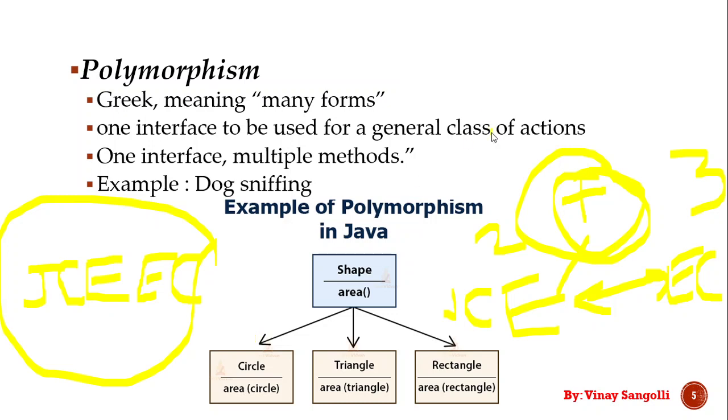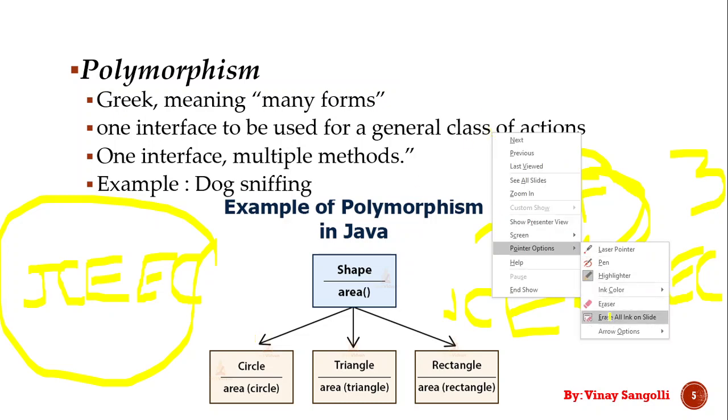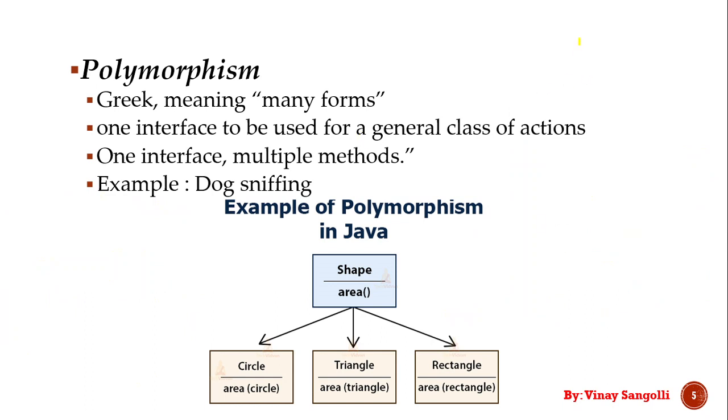Okay. So this is one meaning. That is one simple thing, that one plus sign can be used in n number of forms. That is many forms. One thing will take n number of forms. Now, to understand this much deeper, one interface can be used for a general class of actions. What is the interface in our example? Our interface is addition. It is used for a general class of actions. Any actions could be done. That means one interface, multiple methods. So we can get n number of methods using only one interface.